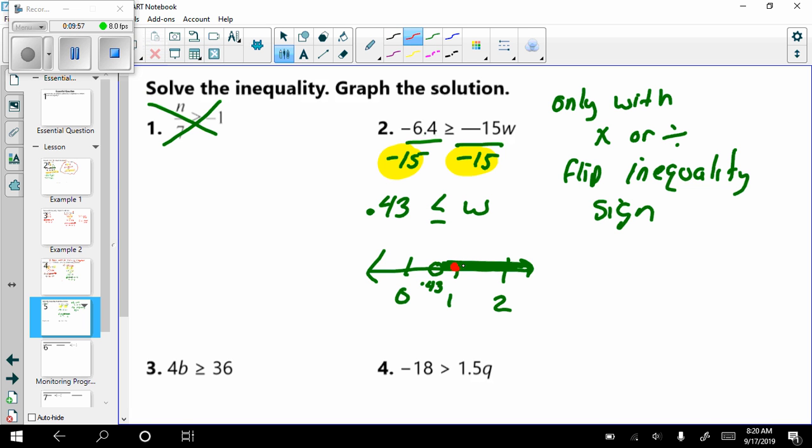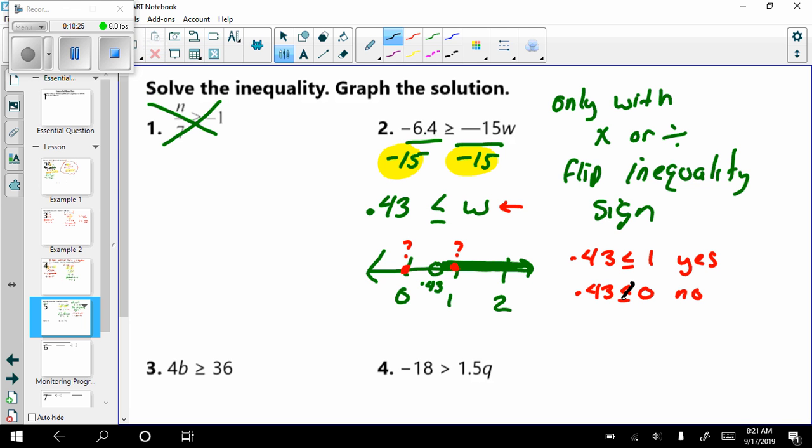Let's try a 1 and see if that works. So I plug the 1 in right there. I get 0.43 is less than or equal to 1. Is that true? Yes, it is. Okay, so in checking your solutions, you just have to check 1 on either side. Let's check a 0 and see what happens. Okay, so 0.43 is less than or equal to 0. No, that is not true.